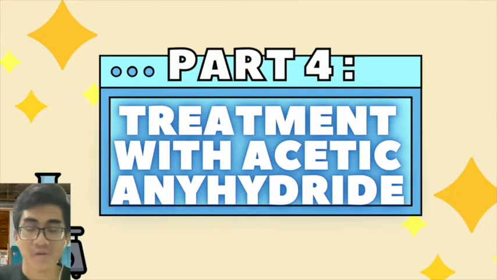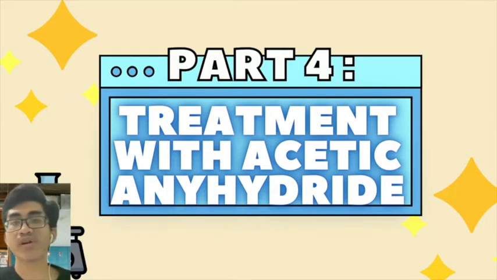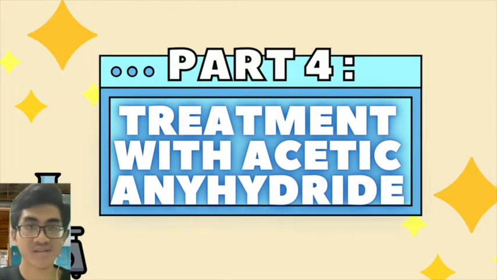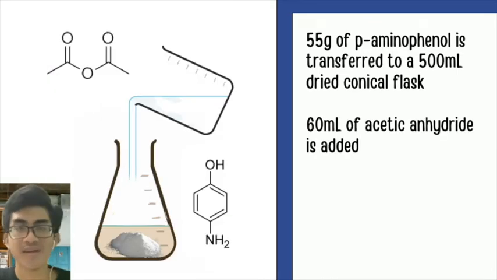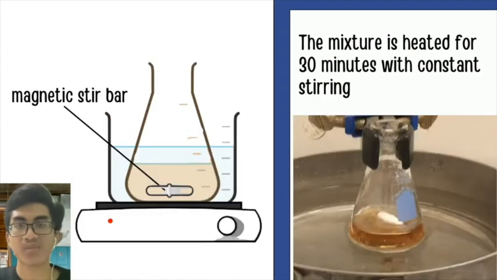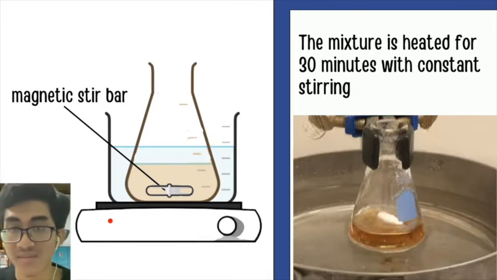So, for the last part, we are going to synthesize paracetamol from 4-aminophenol. Paracetamol can be prepared by treating the para-aminophenol with acetic anhydride, which will form N-4-hydroxyphenyl ethanamide. The first step is to add 55 grams of 4-aminophenol, which has been weighed, into a 500 ml dried conical flask. 60 ml of acetic anhydride is then measured and added to the same flask. The flask is then put in a boiling water bath and continuously stirred. The mixture is then set to warm for about 30 minutes.